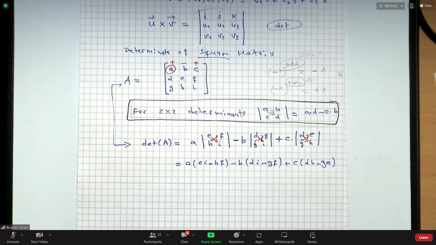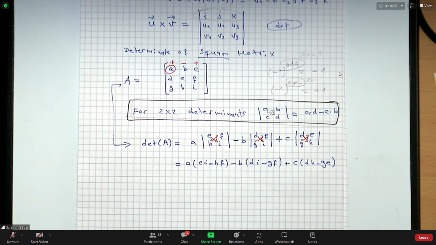Now notice here a very important thing: if I construct the cross product of two vectors, we said I'm going to get a vector. Now if you look at this notation here, what are A, B, and C? They are I, J, and K. So at the end you will be getting a component in I, a component in J, and a component in K.